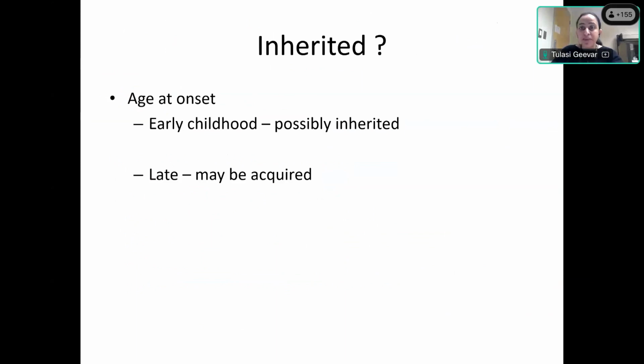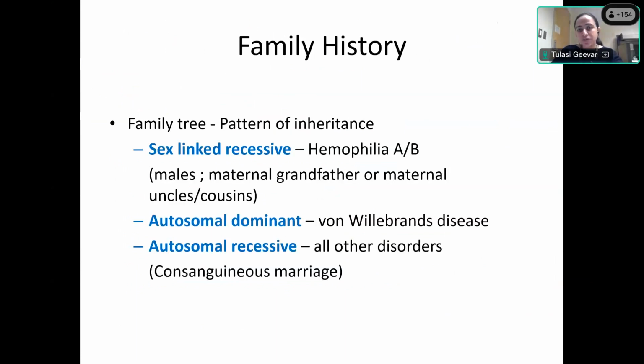Now, if you have an early onset, possibly inherited. If you have a family history of bleeding, again, possibly inherited. The pattern of inheritance is also important. I'm sure you all know that hemophilia A and B are sex-linked recessive disorders. So the males in the family are affected, like the maternal uncle or the maternal grandfather or maternal cousins. The females remain carriers. Sometimes in females the values can go low and they can manifest, but generally the history is usually seen in the male line of the family.